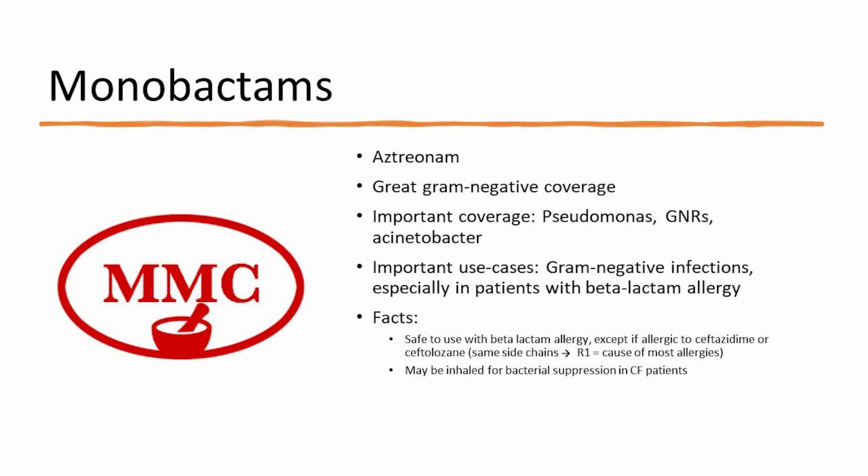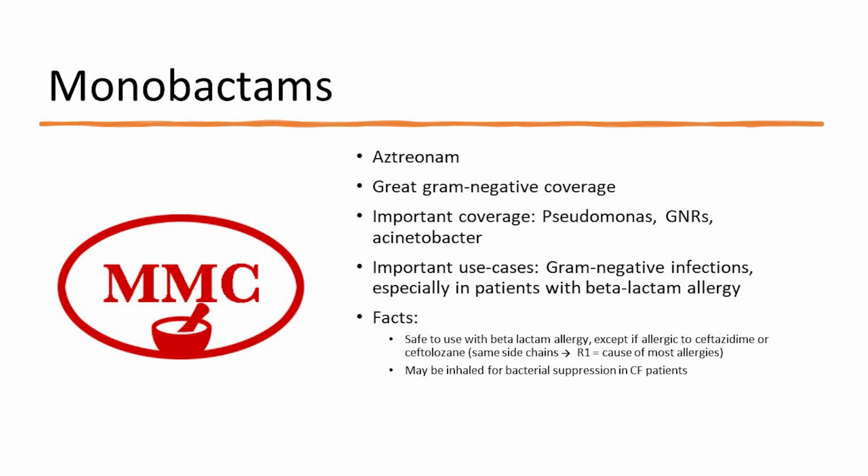Monobactams. This is aztreonam. So aztreonam, a monobactam, adds great gram-negative coverage, which includes Pseudomonas, gram-negative rods, and Acinetobacter. So important use cases for this: any type of gram-negative infection, especially for patients with a beta-lactam allergy. So let's say they claim that they get a rash and shortness of breath to penicillin. It is probably still okay to use aztreonam. Do not take my medical advice at this time, because I don't want to be held liable when someone has anaphylaxis to aztreonam, even though it's extremely unlikely to happen.